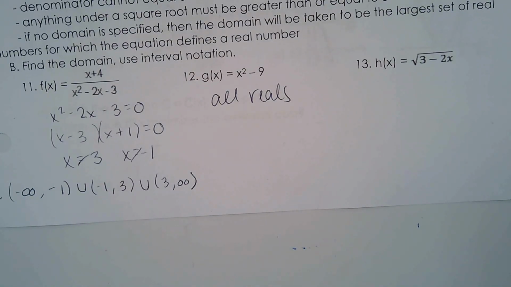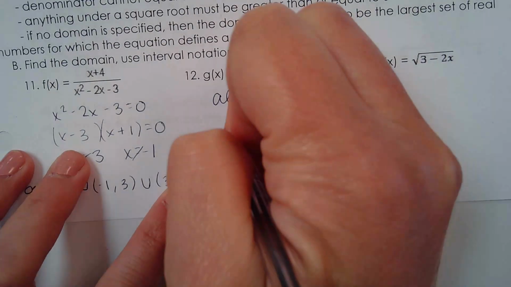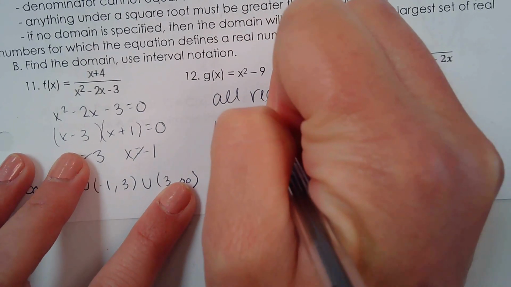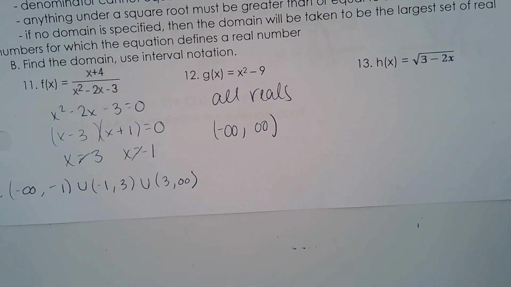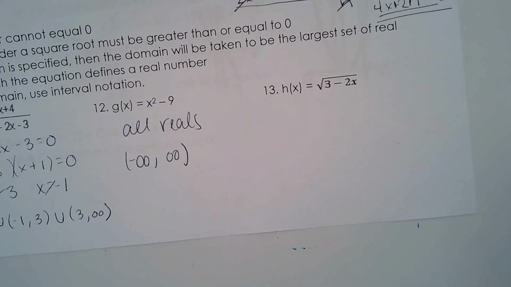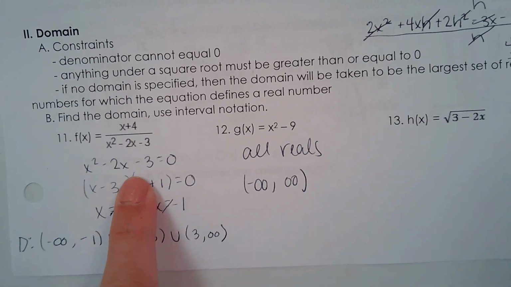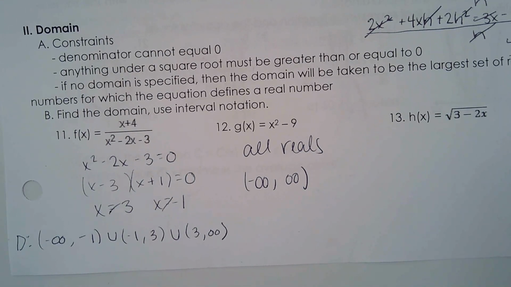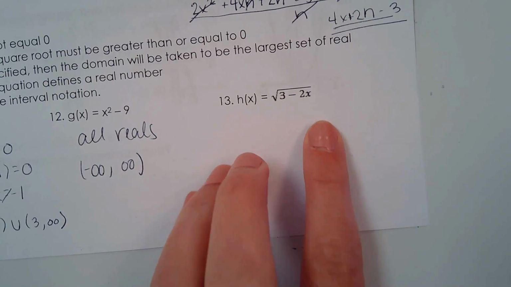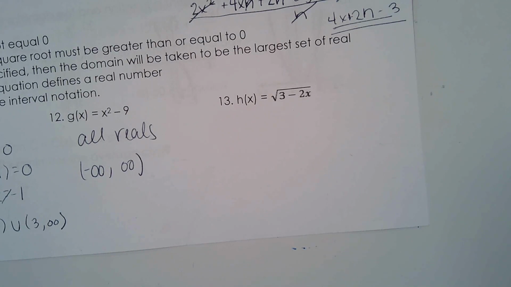How would we write that in interval notation? I heard somebody say it. Negative infinity to positive infinity. So again, anytime you just have a regular old polynomial, your domain will always be all reals. For 13, we have that square root happening. So we've got to make sure that whatever is underneath it is greater than 0. So kind of similar to what we did over here. We set the denominator equal to 0 and said our values can't be that. We're going to set the stuff under the radical greater than 0 and then solve that way.